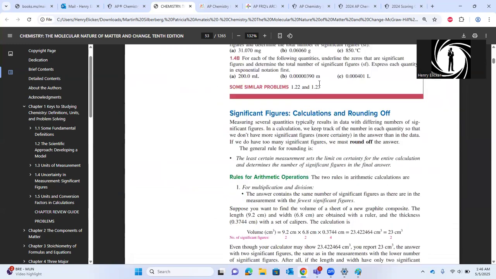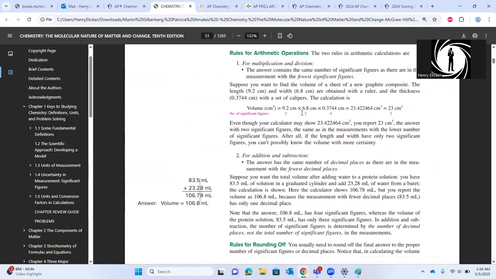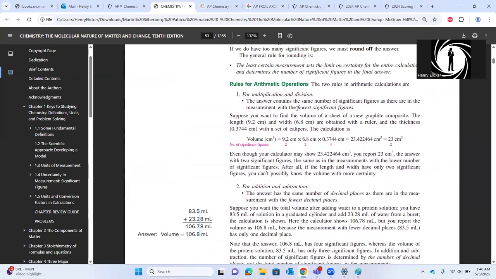Now, what about for calculations? That's the most important part. For instance, multiplication and division are the simplest. You simply keep the fewest significant figures. Here's what that means. Let's say we're doing a volume calculation. We're taking 9.2 centimeters that we measured, and we're multiplying it by 6.8 centimeters from another side. Maybe we're measuring this graphic composite. So we take our ruler, one side is 9.2 centimeters, one side 6.8, and the other side is 0.3744 centimeters. We want to get centimeters cubed, so we're going to multiply 9.2 centimeters times 6.8 centimeters times 0.3744 centimeters.